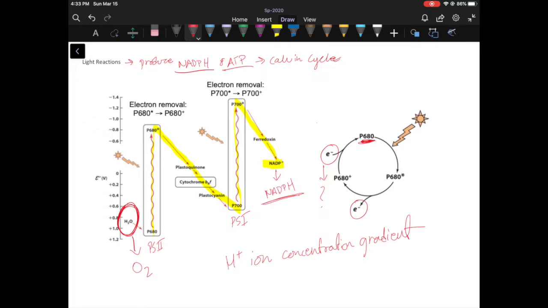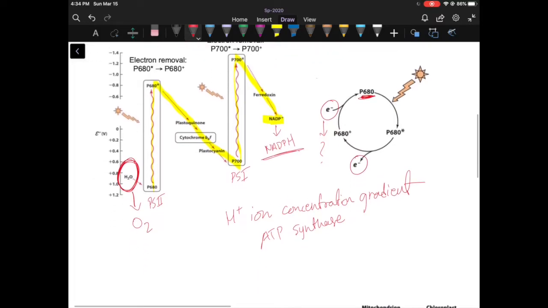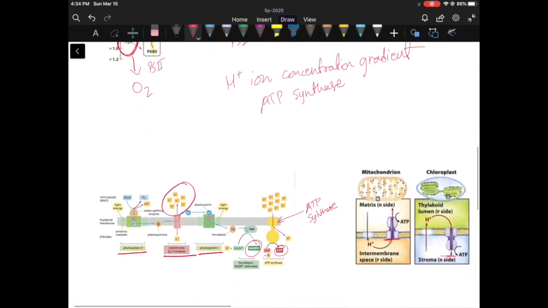And if we remember from cellular respiration, we created a hydrogen ion concentration gradient in the electron transport chain in the mitochondria for the purpose of creating ATP, or not creating, but synthesizing ATP. And we used an enzyme known as ATP synthase, which kind of acts like a molecular motor. So when the hydrogen ions go in, it rotates, phosphorylating the ADP and making ATP. And so we'll take a closer look at how this occurs.